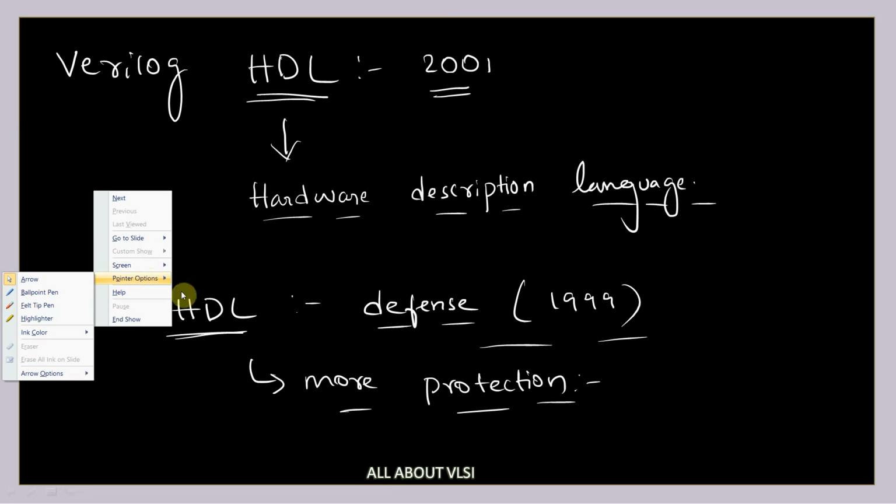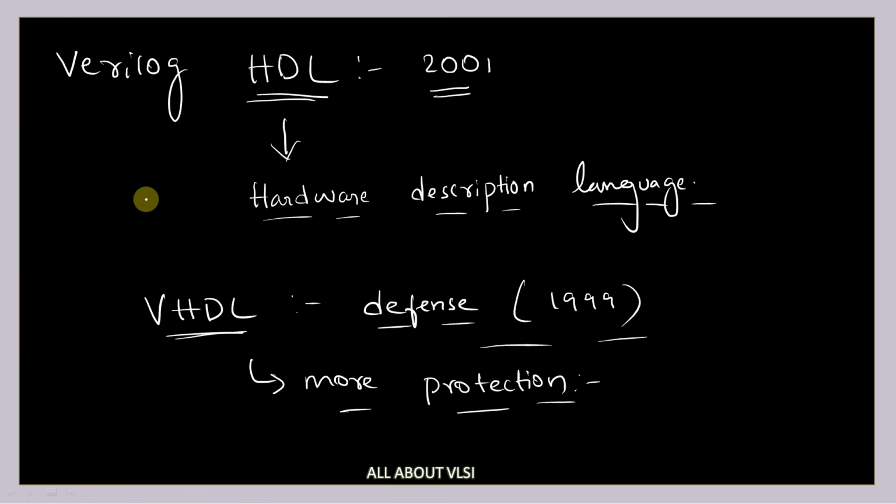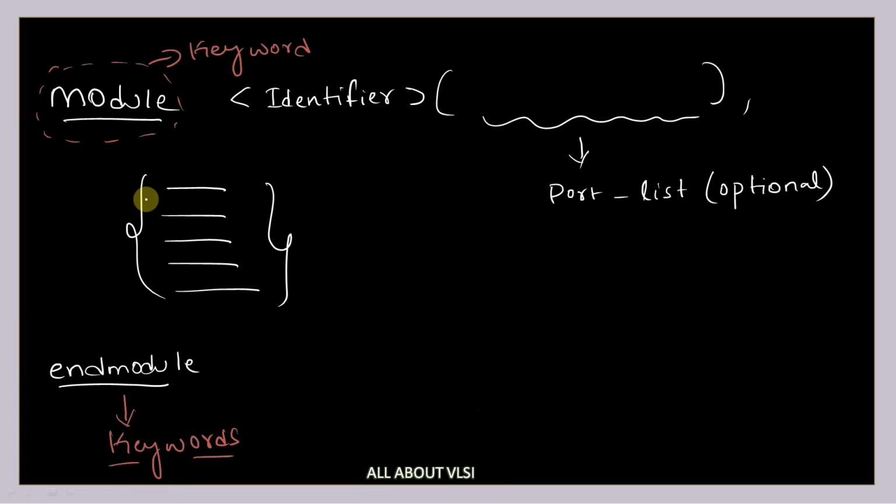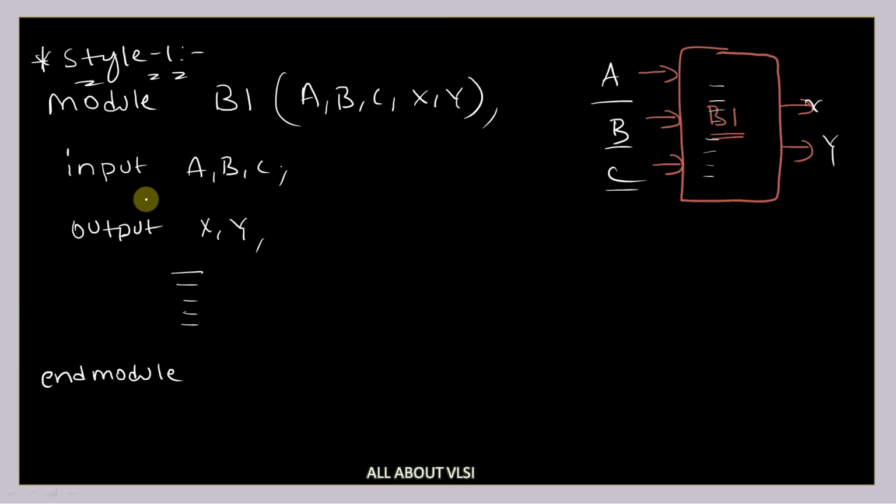So in our yesterday's session, we have started with Verilog HDL. What do you mean by Verilog? What it is and how it is different from VHDL, and what do you mean by EDA tool? What is synthesizability and what is non-synthesizability, and how to declare your Verilog coding? What is module and end module keywords? Okay, and styles for declaring your ports.